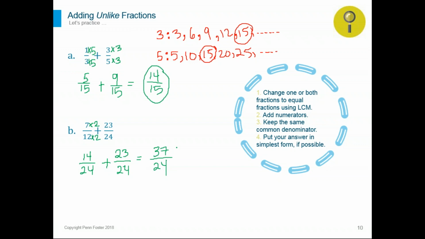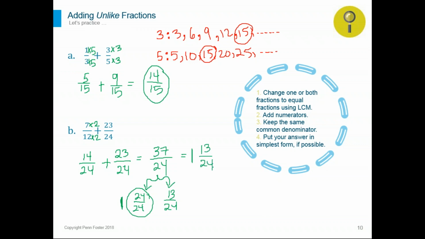Think about, is it in simplest form? And the answer is no. This is an improper fraction. I need to change that to a mixed number form. So think about this fraction in terms of two other fractions. 24 over 24, that's a whole number 1. And then the leftover, you can figure it out by 37 minus 24 will give you 13 on the top and over 24. So your answer will be 1 and 13 over 24.